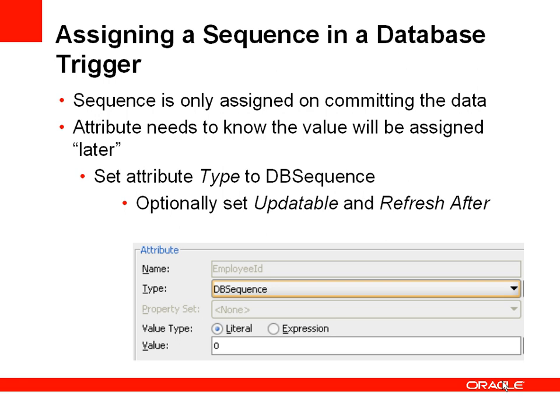updatable and refresh after, which will indicate if the employee ID is allowed to be updatable by the user. Probably in this case it will be never. And also refresh after, which indicates that the value that's been assigned by the database trigger will be refreshed into the employee ID field automatically. So let's look at this in an example.